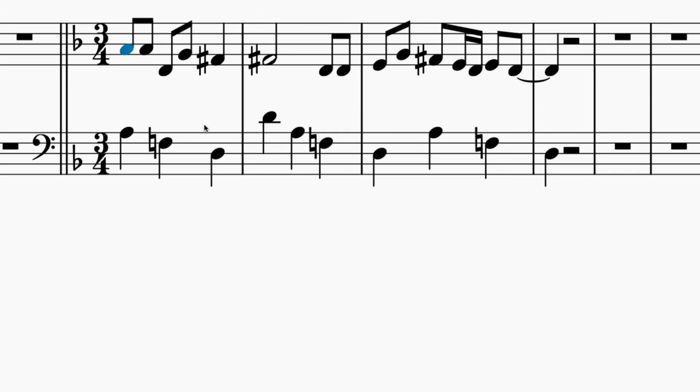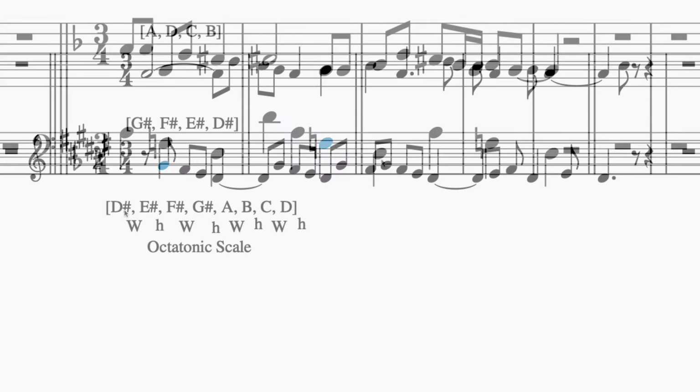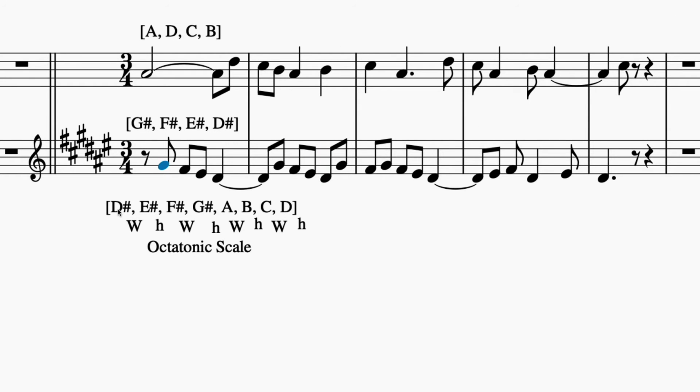What do we feel here? Our first observation is that there's something happening around D. We've got these arpeggios that keep landing on D. What happens if we build chords with it? What would you get? You would get D sharp, F sharp, A.